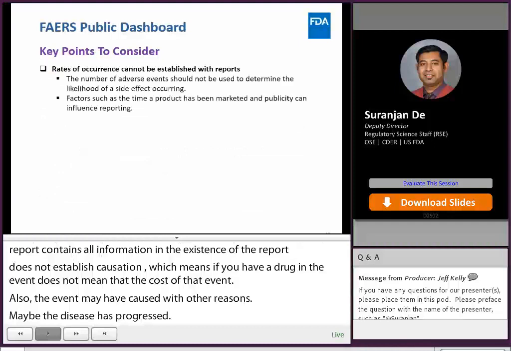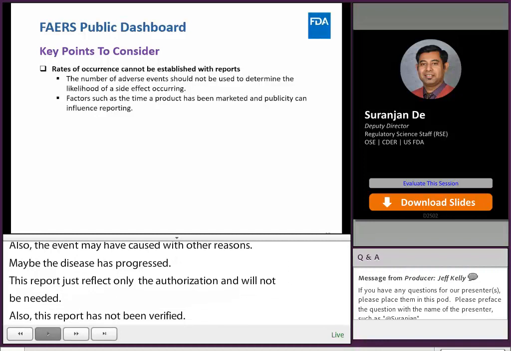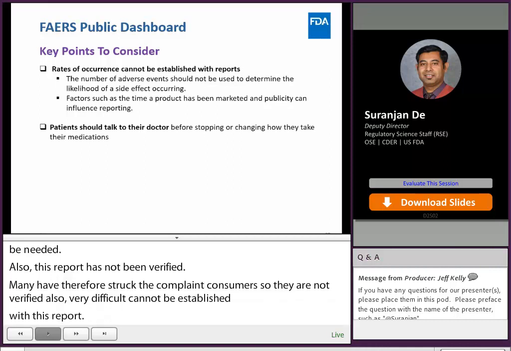Also, the rate of occurrence cannot be established with this report because you just don't know the number of adverse events we got against how many prescriptions were dispensed and so on. Also, patients and consumers who look at this website and the number of reports should not take harsh decisions. They should always talk to the doctor before stopping or changing their medications.